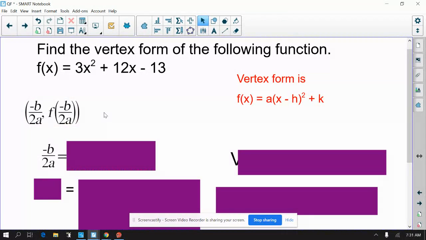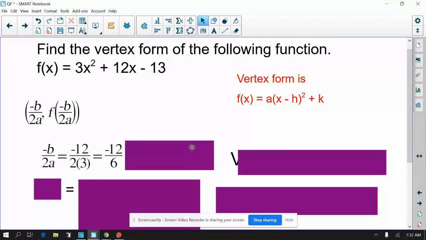Remember, the vertex is, for a quadratic, the vertex is negative b over 2a. That's the x part. And then you plug that in to f to find the y part. So first things first, you have to find the x part first. So negative b over 2a, that's negative 12 divided by 2 times 3. And that's negative 12 divided by 6, and that's negative 2. So the x part of the vertex is negative 2.